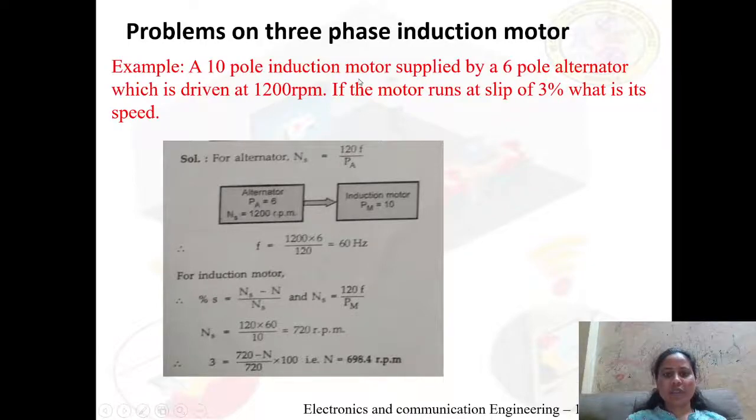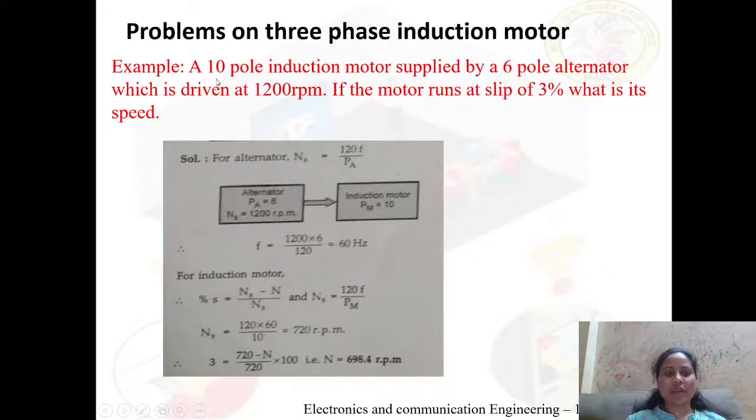A 10-pole induction motor is supplied by a 6-pole alternator which is driven at 1200 rpm. If the rotor runs at a slip of 3%, what is its speed? Okay, so let us note down the given data.